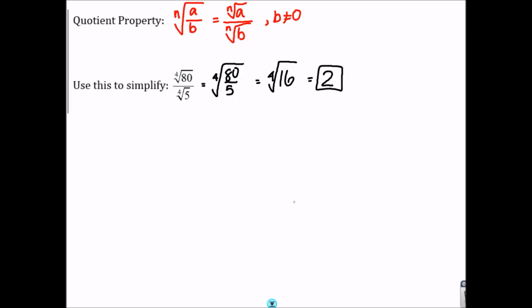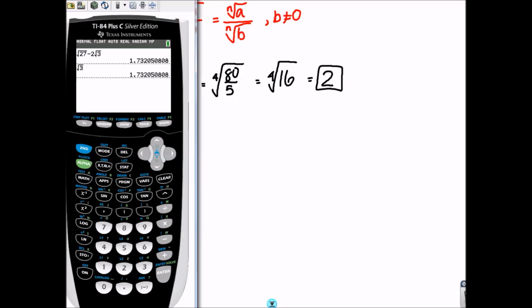And again, you can use your calculator to help check your answer. If you're trying to type in cube root or fourth root, fifth root, a higher root, you can go to math, and then number 5 will let you type in a different index. So if I have the fourth root of 80, and then I hit the fraction button, the fourth root of 5, I get 2 as my answer.